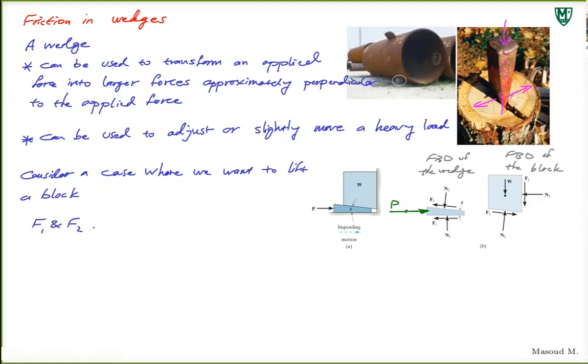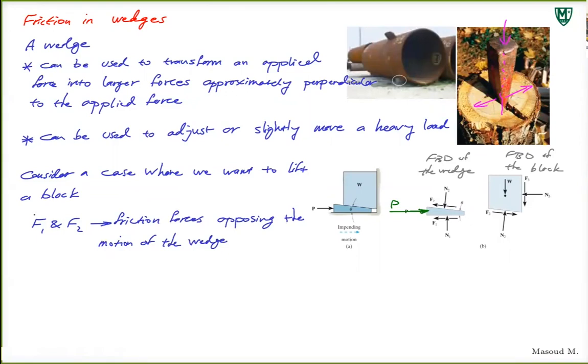F1 and F2, right, are friction forces, or better to say this way, opposing the motion of the wedge. Right.